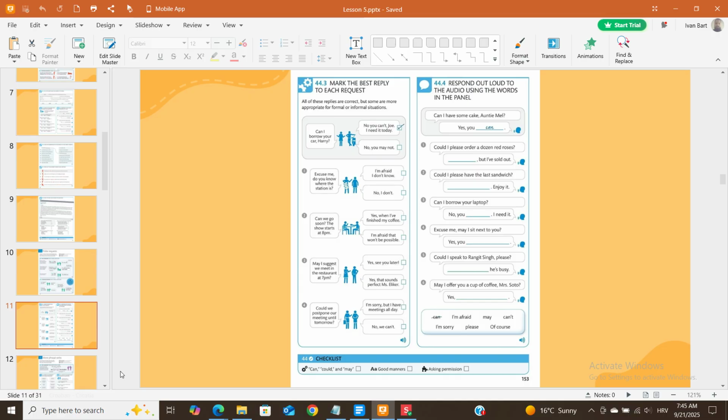44.4 Respond out loud to the audio using the words in the panel. "Can I have some cake, Auntie Mel?" "Yes, you can." "Excuse me, do you know where the station is?" "I'm afraid I don't know." "Could I please order a dozen red roses?" "But I've sold out." "Could I please have the last sandwich?" "Enjoy it."